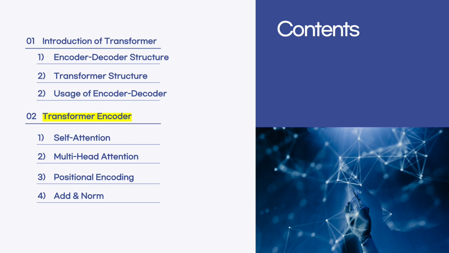Okay, this is the end of the introduction of the transformer. From now on, we're going to study the transformer encoder. There are four different parts: self-attention, multi-head attention, positional encoding, and normalization. Okay, then let's look at the self-attention part first.